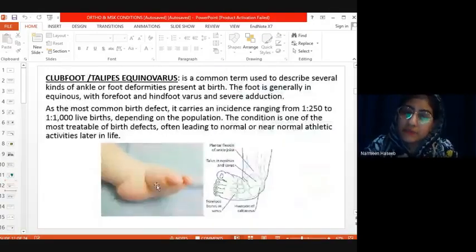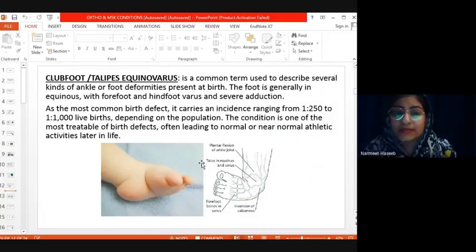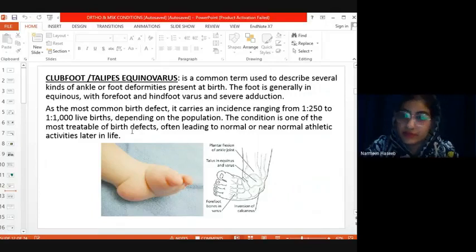Next, we have clubfoot. Clubfoot, or talipes equinovarus, is a common term used to describe several kinds of ankle or foot deformities present at birth. The foot is generally in equinus with forefoot and hindfoot varus and forefoot adduction. As the most common birth defect, it carries an incidence ranging from 1 in 250 to 1 in 1000 live births, depending upon the population. The condition is one of the most treatable birth defects, often leading to normal or near normal athletic activities later in life. So it's the most treatable congenital defect.